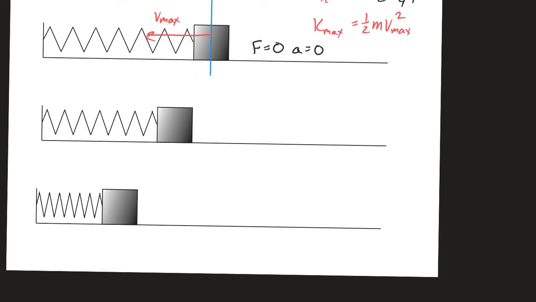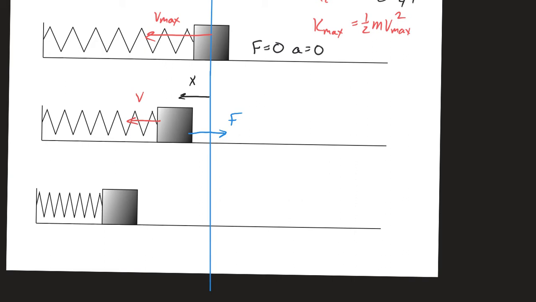Looks like my equilibrium line didn't extend all the way down the page. So there we go. Now, the object has passed equilibrium, still has a velocity this direction. No longer at a max. Because now the force has changed direction. We are on the other side of equilibrium.